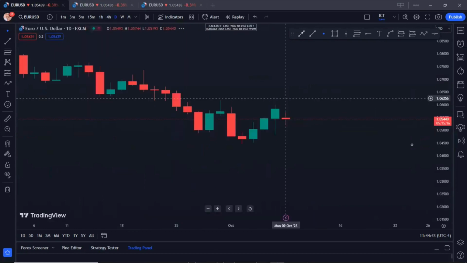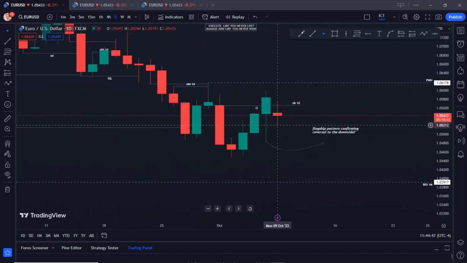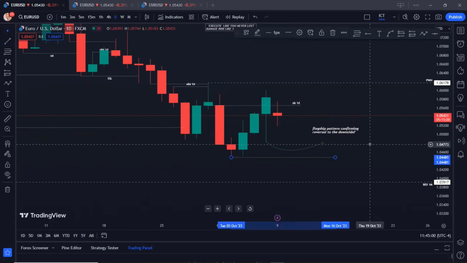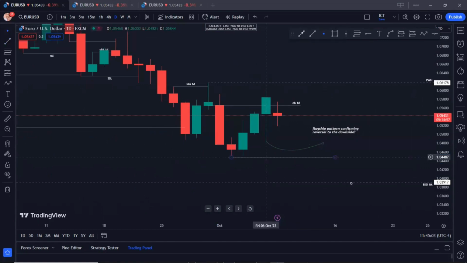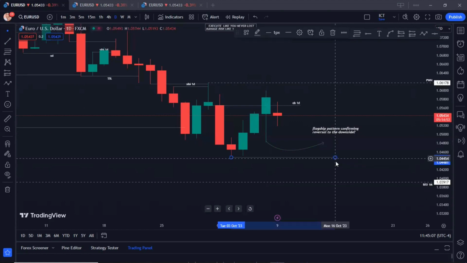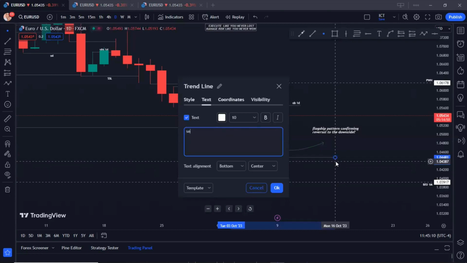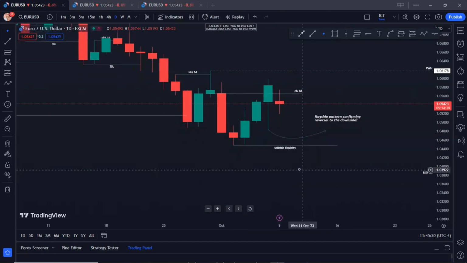I'm still bearish on EURUSD, and the confirmation for reversal is if this Monday closes without taking this high, then price should be going to the downside. And when price is going to the downside, the first liquidity will be this low. Once this low is taken, definitely price will be coming to the downside. This is a sell side liquidity. So if this low is taken, then price should definitely be coming to this downside.